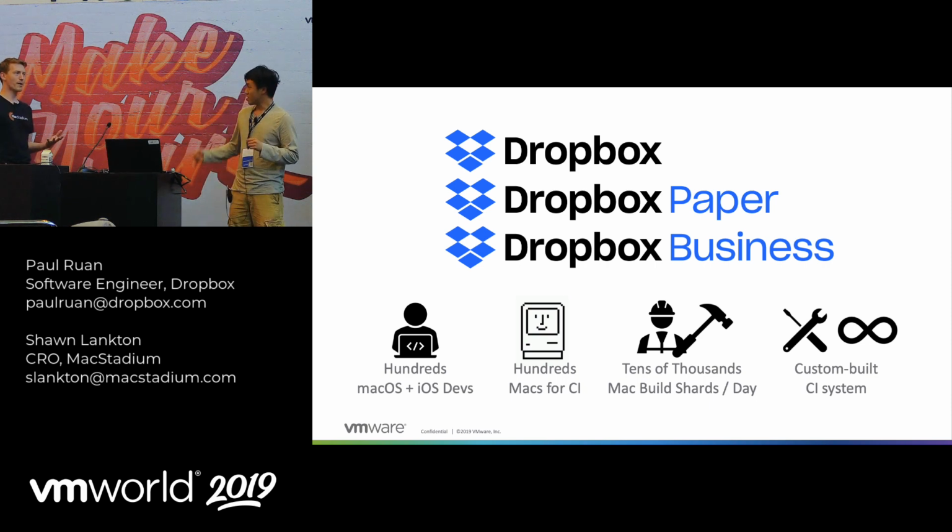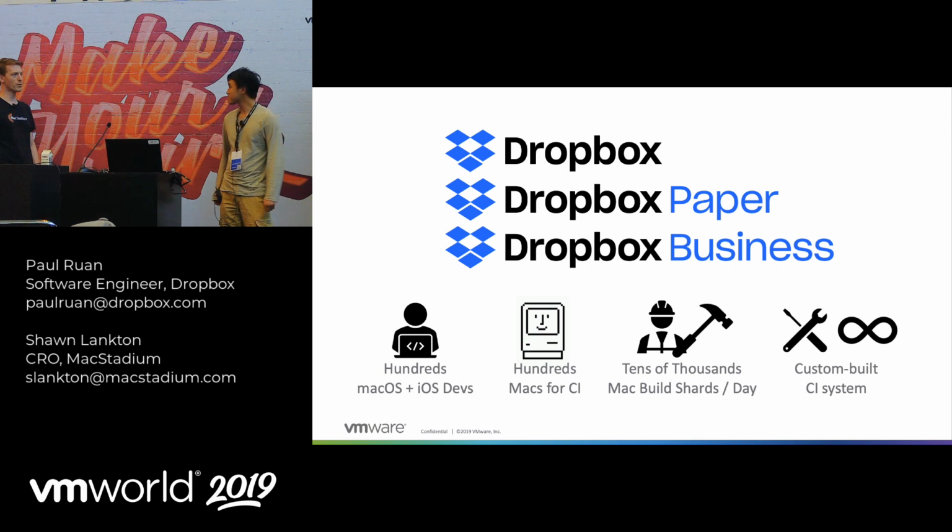And tell us a little bit about the team that you're supporting and the scale of what you're trying to build. Yeah, so we have hundreds of developers working on these products. To support the CI system for them, we have hundreds of Macs. Every day we run tens of thousands of build shards.